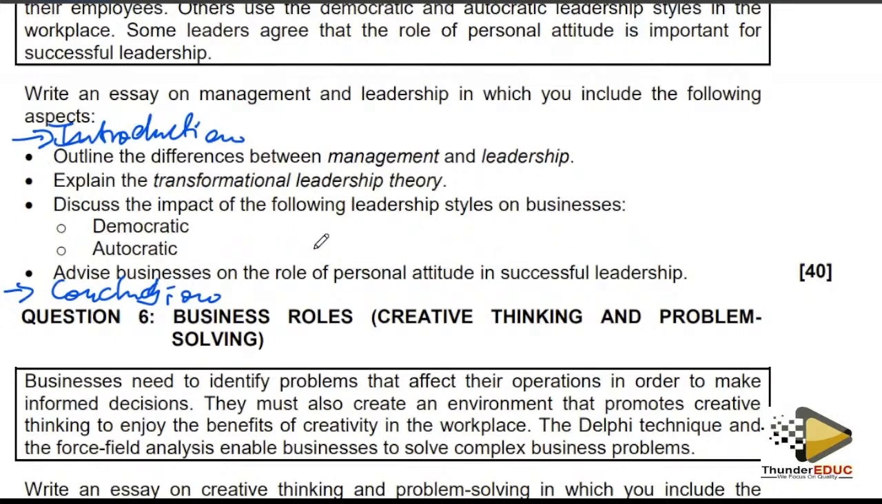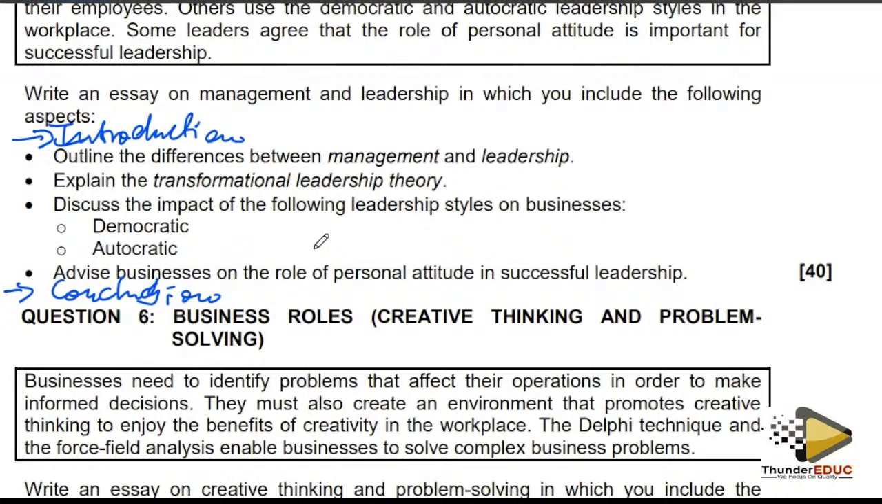So now let's check the bad part of it, which is negative. This demotivates workers, which impacts negatively on production of goods and services. Also, followers may feel that they are not valued, resulting in high absenteeism or employee turnover.